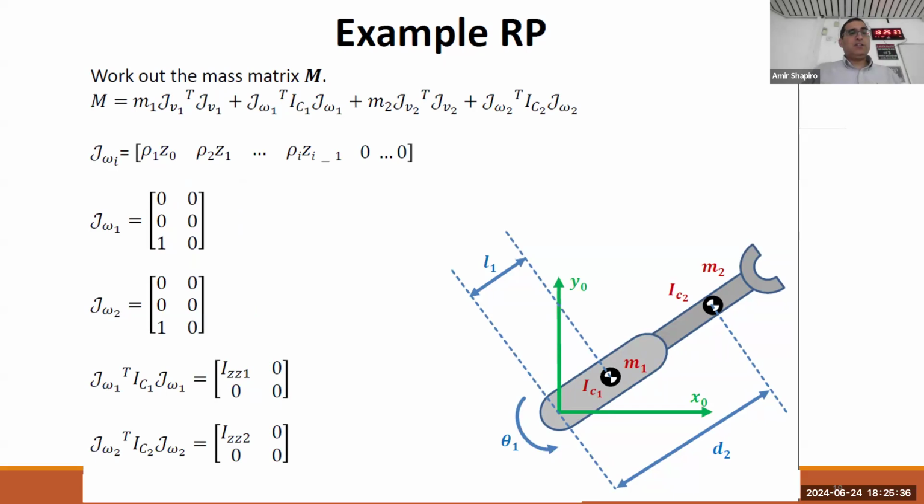Now I need to compute the angular Jacobian. The angular Jacobian is simply the rotation vector, which is 0, 0, 1 with respect to theta 1, and d2 is not rotating, so it's 0. This is with respect to theta 1, it's simply the z direction, the direction of rotation. And I can calculate J transpose I J, which is this, with I_zz1 and I_zz2.